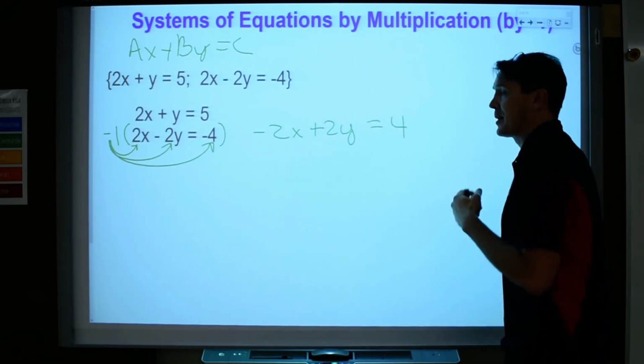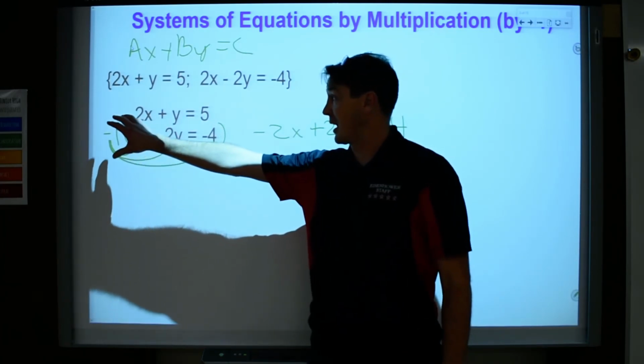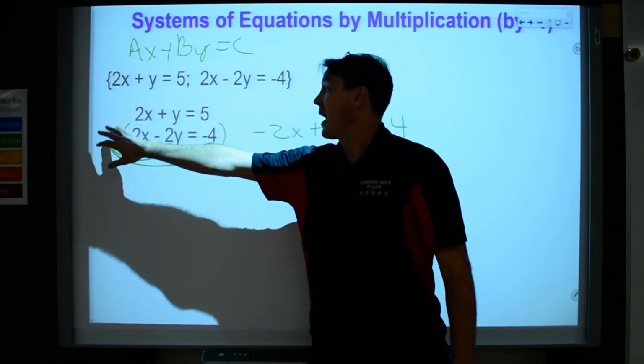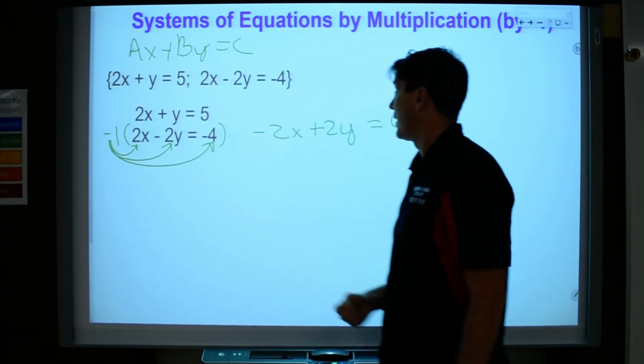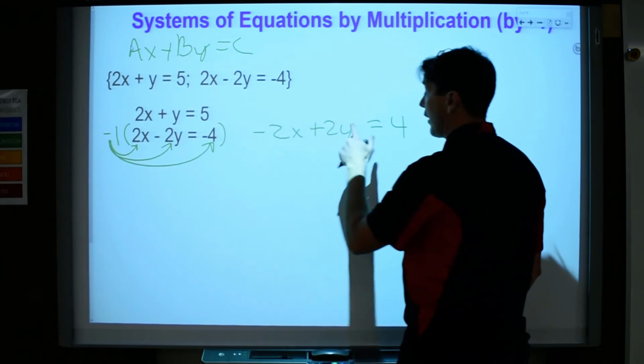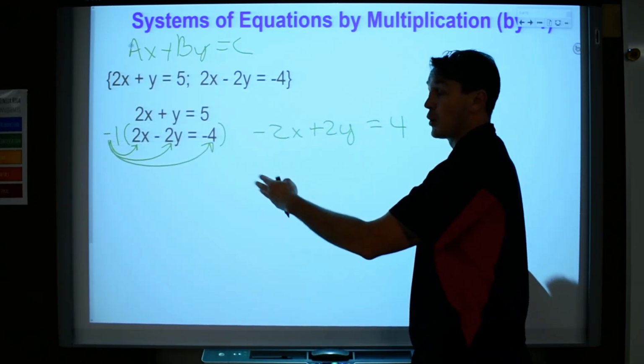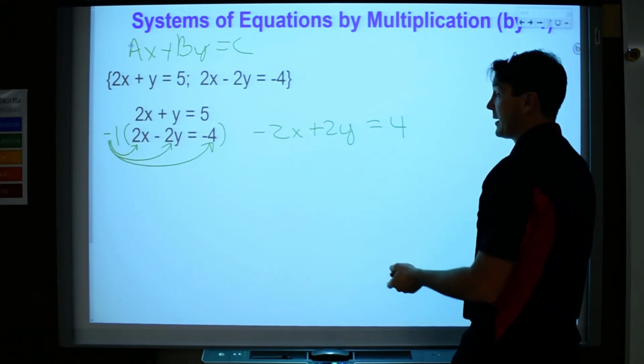And the reason why you got to remember to do that is because what you do to one side of the equation, you have to do the other. So basically I'm multiplying -1 to one side, and I'm multiplying -1 to the other side. And so while this equation looks different than this equation, they are actually the same. All that we've done is we've multiplied both sides of the equations by -1.